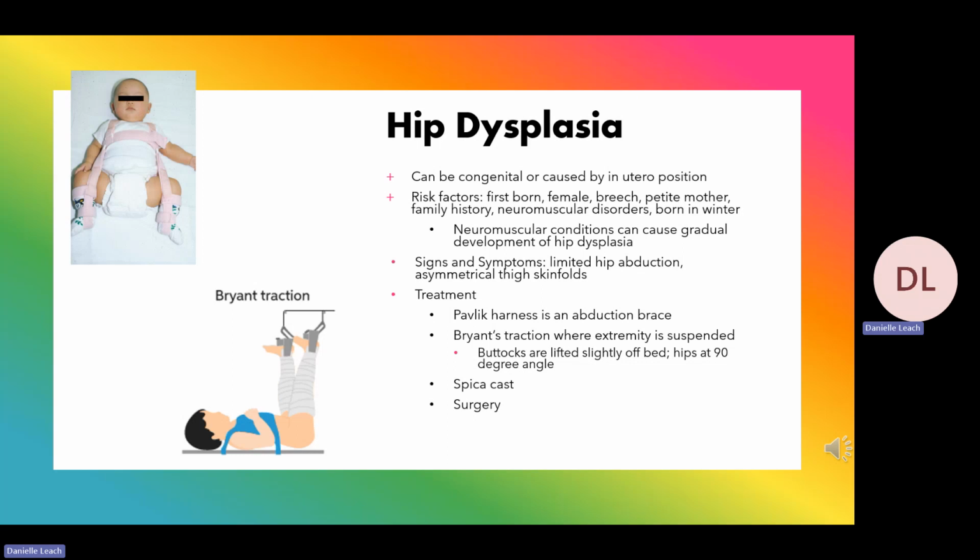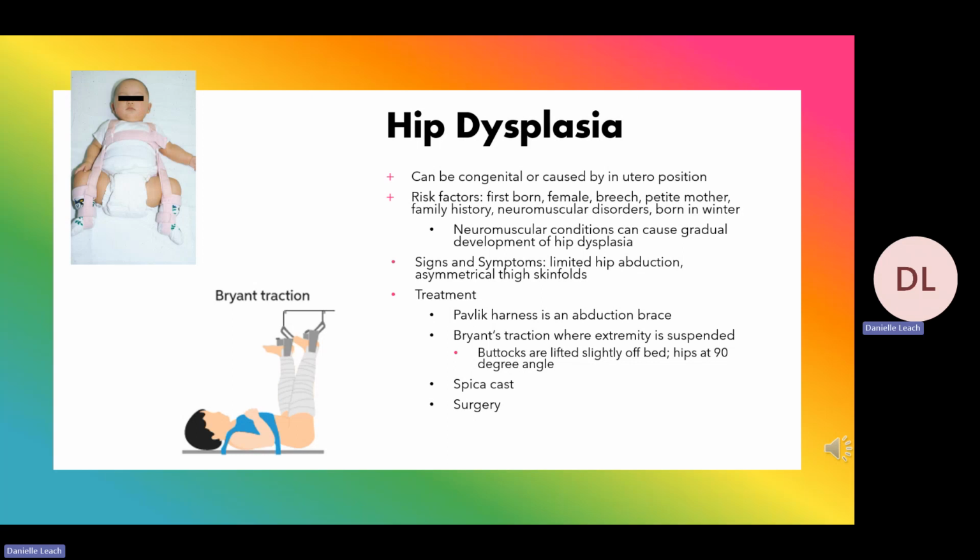Signs and symptoms, the baby may have limited hip abduction and asymmetrical thigh skin folds. So there's not really a picture of this on your slide, but if you are looking at the baby's thighs, sometimes, especially when you flip them over and even look at their sort of rolls on the back of their thighs, the rolls aren't the same. So they're not going to be symmetrical on each leg where their rolls are, basically.